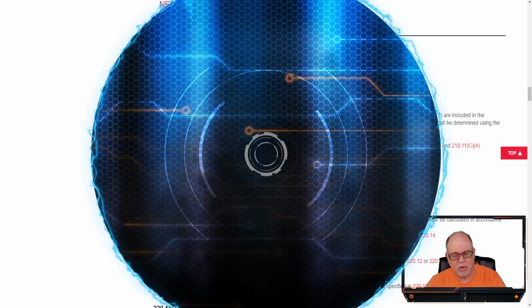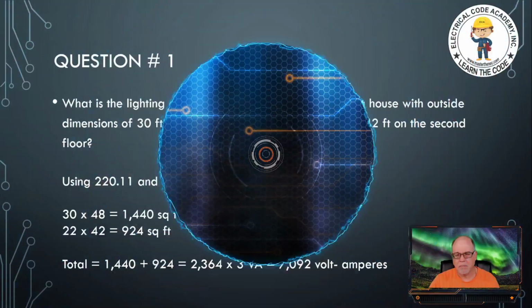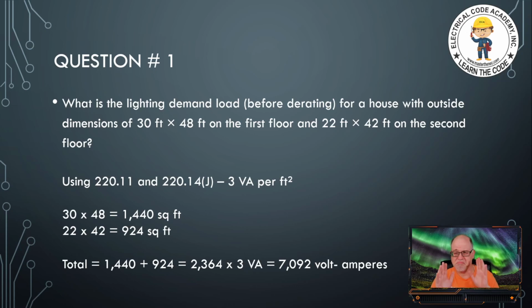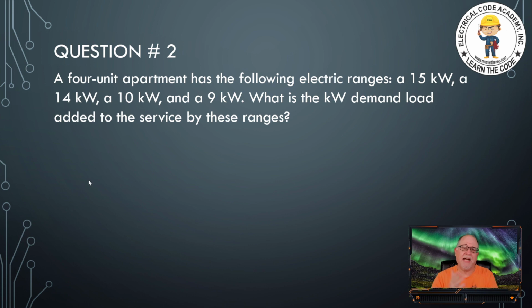All right, let's go back to our question. So we should be pretty clear on this one. I gave you probably more than you needed, but anyway, it's good to have a little more than the normal. All right, next question. We have a 4-unit apartment that has the following electric ranges. So it's a 4-unit complex. It's got a 15 kW, a 14 kW, a 10 kW, and a 9 kW. And we're trying to calculate the service value, overall value for this building with these 4 different ranges.